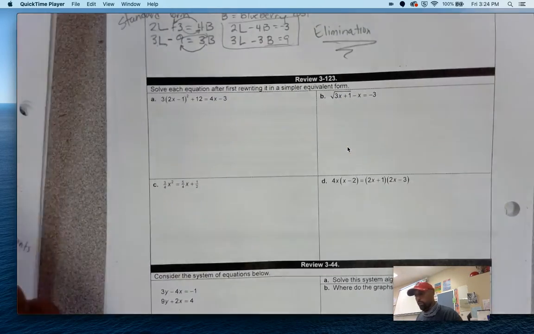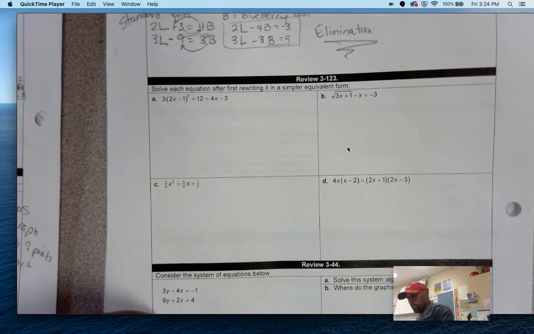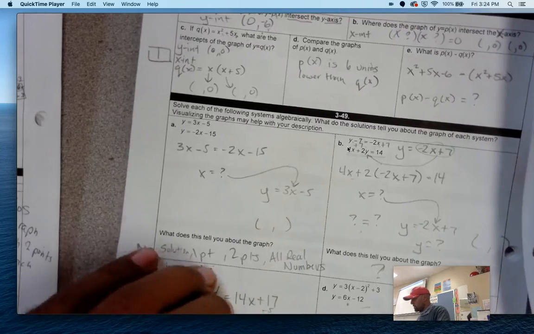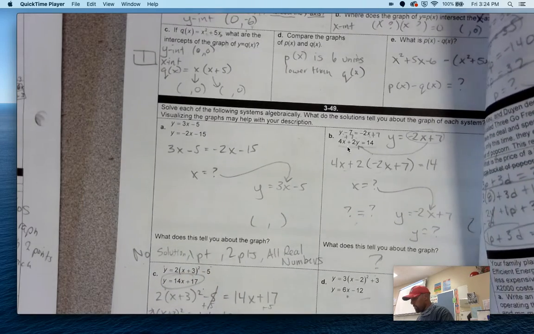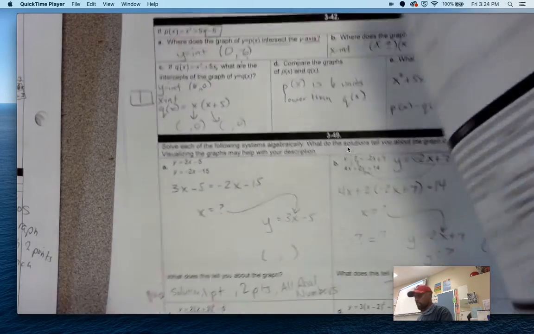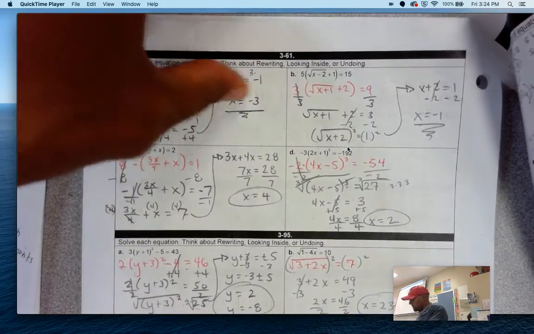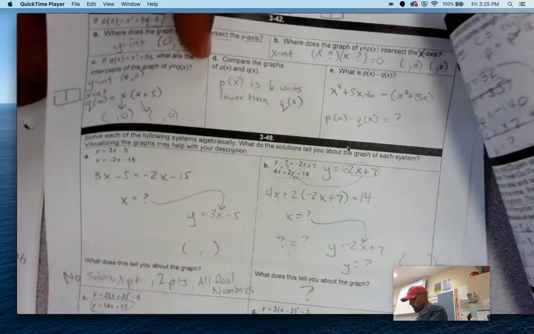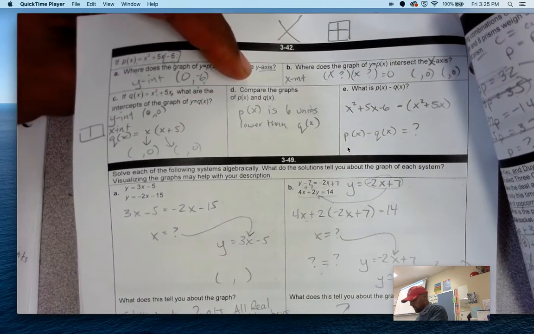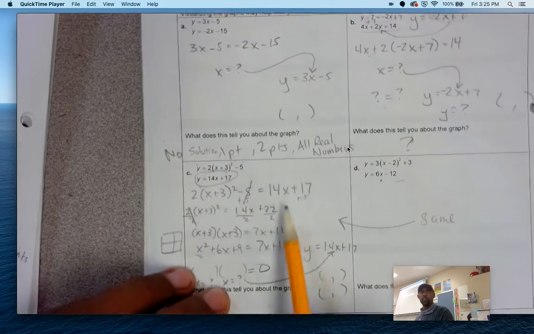Okay? All right, so now this one is very similar to the one we just did on the previous lesson. I'm going to go back to lesson 3.2. Actually, not lesson 3.2. We're going to go back to, we just did one like this. Here we go. This one down here.